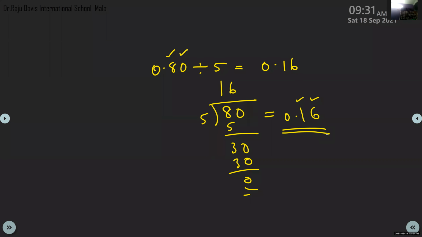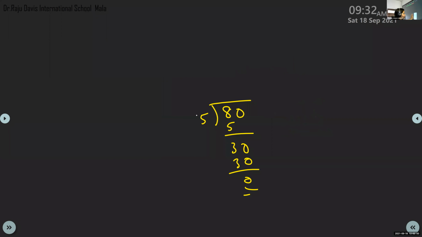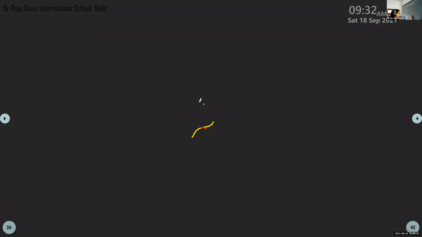Now, you know how to divide a decimal by a whole number or a natural number, isn't it? So you know how to divide a decimal by a natural number without using a calculator. Okay. Now, the next topic is how to divide a decimal by another decimal.